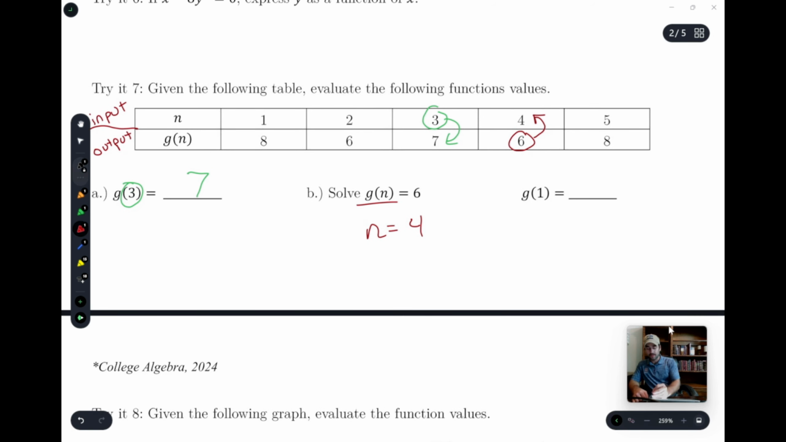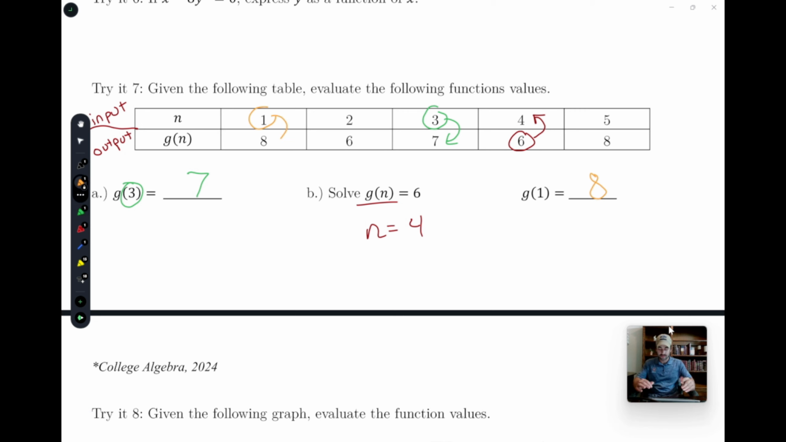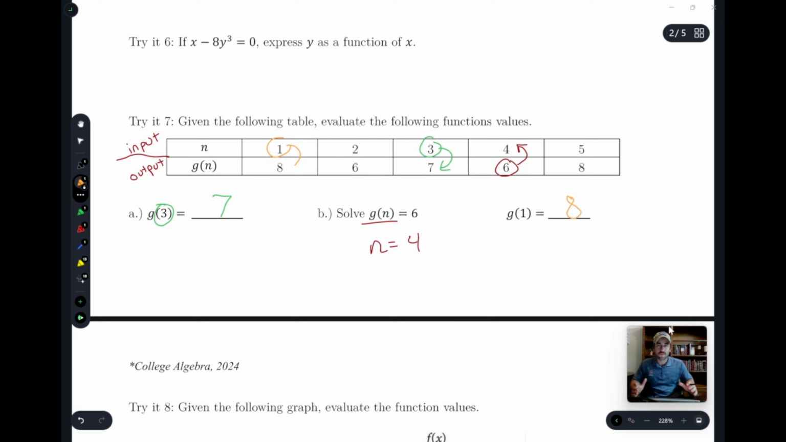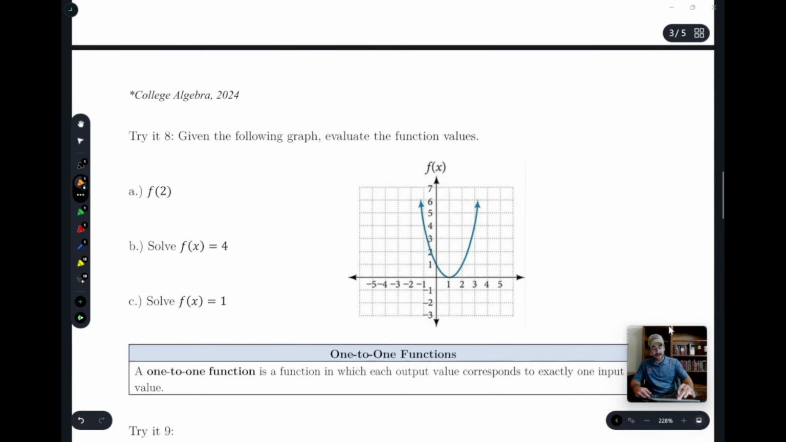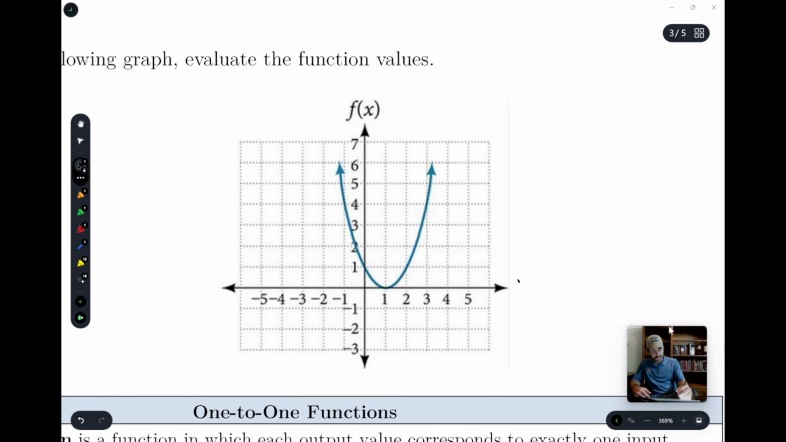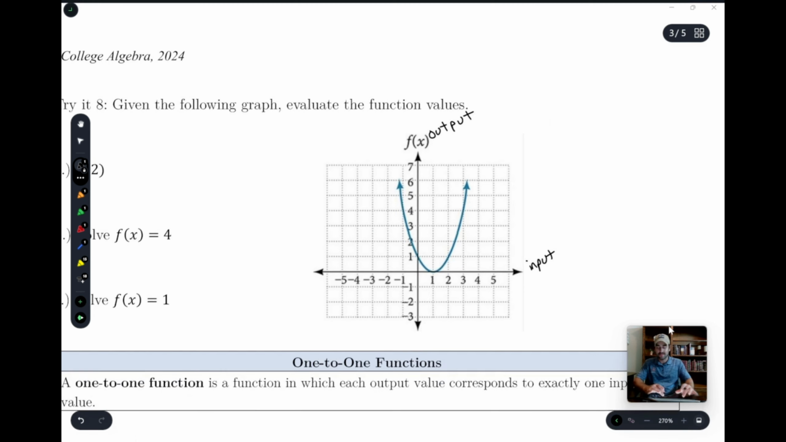And if you input 1, what do you output? Do this one in orange. If you input 1, you output 8. Not too crazy. Graphs are going to work the exact same way. If you input something, it's on the x-axis. And if you output something, it's on the y-axis. So we've got our input, and we've got our output. And we do the exact same method we just did.